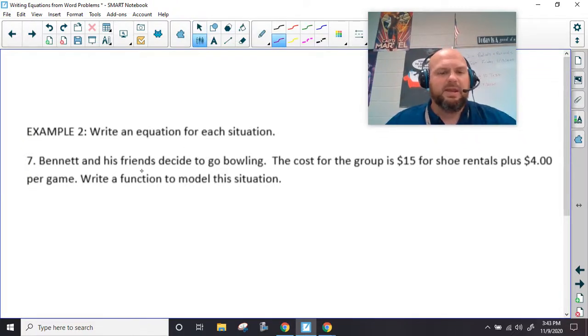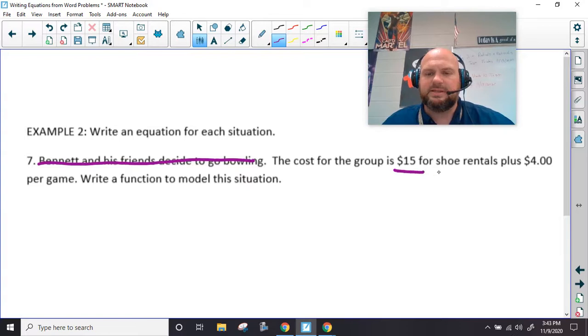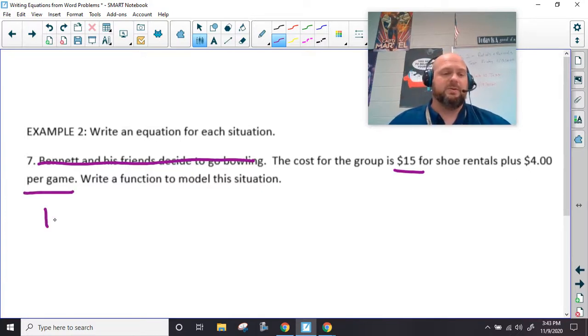All right. Bennett and his friends decide to go bowling. Who cares? We don't need that. The cost for the group is this plus shoe rental, and this per game. So we should know this is linear. Okay.